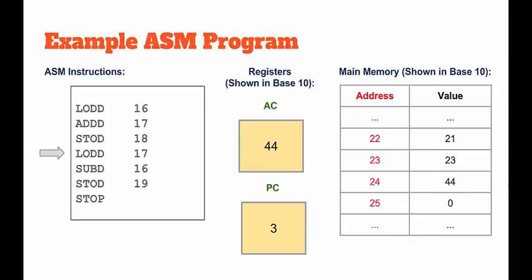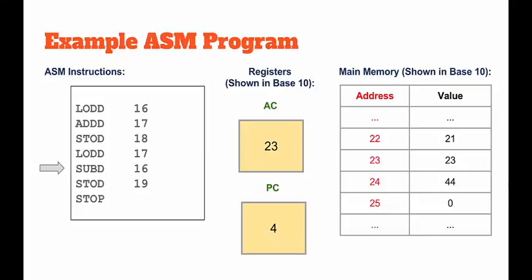Once that's done, the program counter increases by 1, and we again have a load direct instruction. What this is saying to do is to load the value from memory location 17, which is 23 in base 10, into the accumulator. We do that, and it overwrites the 44 that was there, and the program counter increases by 1.